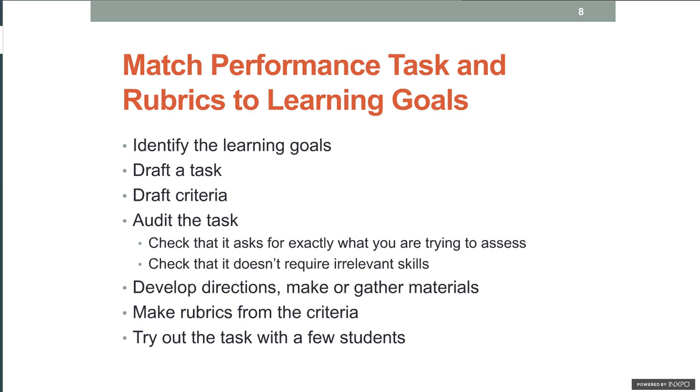So the performance assessment design process goes like this. First, you identify those learning goals. We've talked about that. Then you draft a task. You check, does that task match exactly what it is that the students are supposed to be learning? If the students did what I asked, would I get evidence of how well they have achieved the learning goal I'm trying to assess? Then you draft criteria. What am I going to be looking for in that evidence?